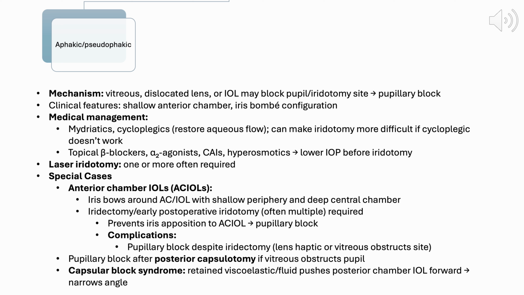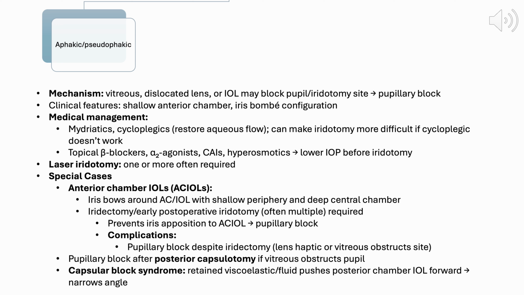Topical beta blockers, alpha-2 agonists, carbonic anhydrase inhibitors, and hyperosmotic agents can be used to lower intraocular pressure before proceeding with laser treatment. Laser iridotomy is often necessary, and in many cases, more than one opening may be required to bypass the obstruction. There are several special considerations.